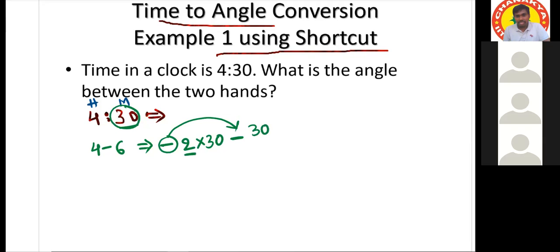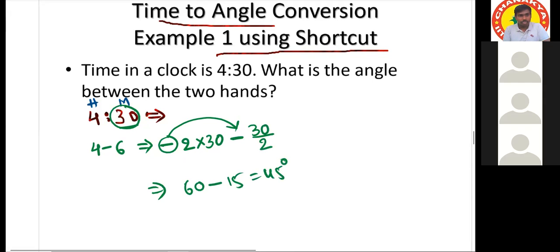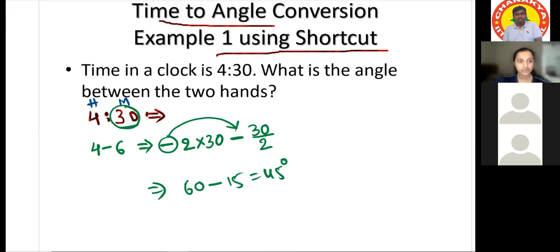How many minutes are there? 30 by 2, so simple subtraction. What is this value? 2 into 30 is 60. Minus 30 by 2 is 15. Answer is 45 degrees. Anybody got it? If minus is not there, then we should use plus. Understood or not understood?